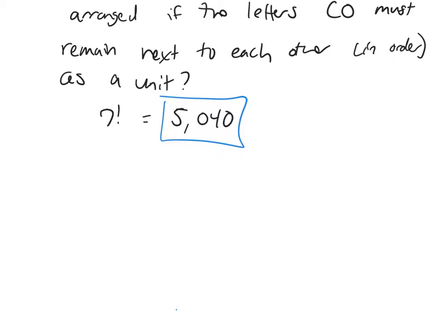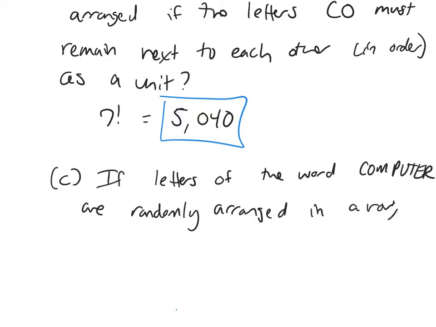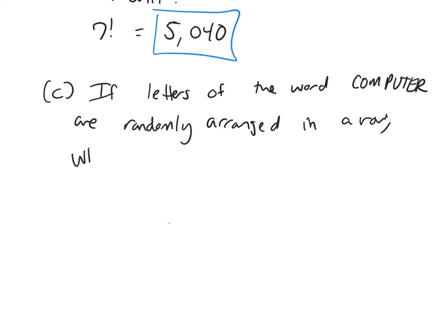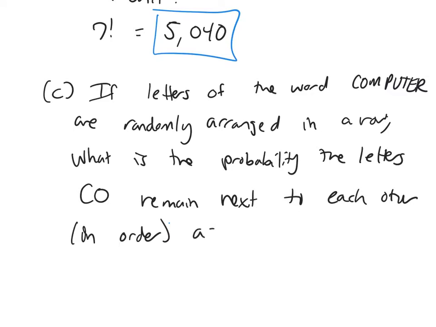And so finally, the last thing we want to do is connect this to what we learned about probability. So if the letters of the word computer are randomly arranged in a row, what is the probability the letters CO remain next to each other in order as a unit?